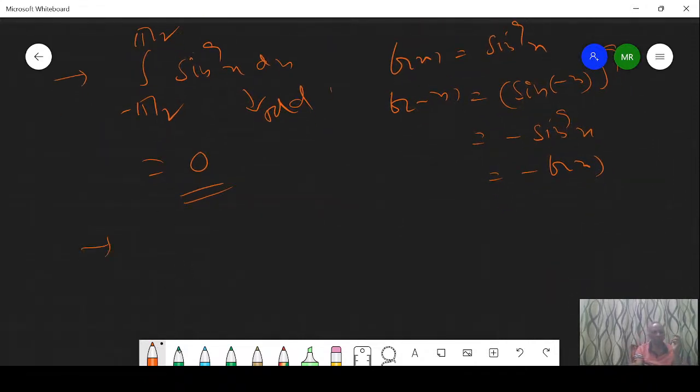Integral 0 to pi log of 1 plus cos x dx.